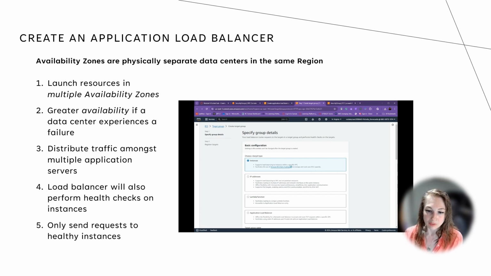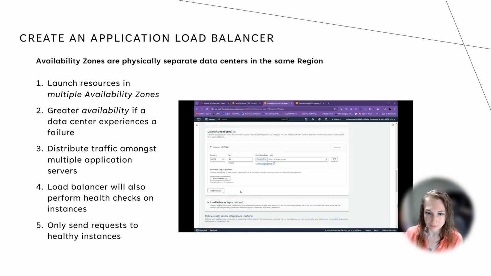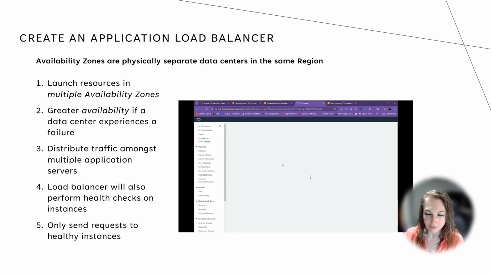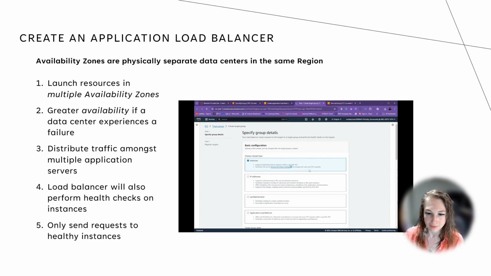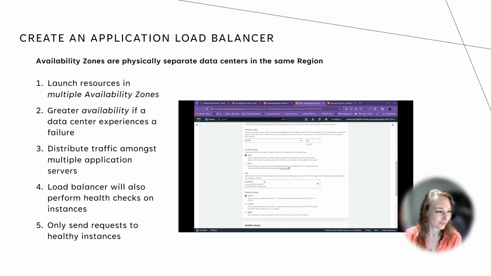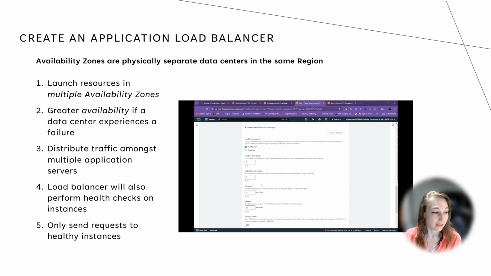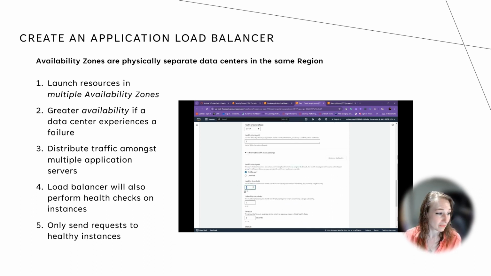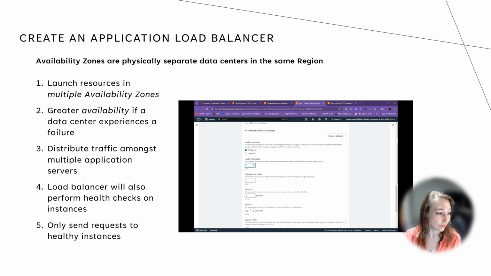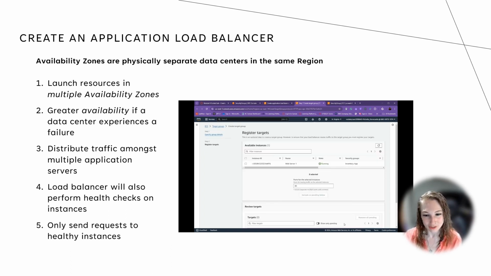Next, we have to specify group details. We want instances. This is creating a target group. You have to make sure that we've selected the lab VPC. And then in the advanced health check settings, this is where we're adding a healthy threshold of 2 and an interval of 10 seconds. And then create our target group.